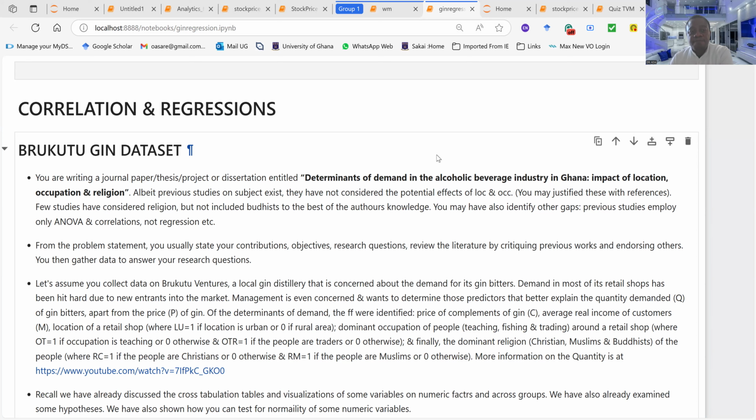You are writing a journal paper, thesis, project or dissertation entitled Determinants of Demand in the Alcoholic Beverage Industry in Ghana: Impact of Location, Occupation, and Religion. Albeit previous studies on such subjects exist, they have not considered the potential effect of location and occupation. You may justify this with reference. Few studies have considered religion, but not included Buddhist to the best of the author's knowledge. You may have to also identify other gaps, previous studies employed ANOVA and correlation, not regression, etc.